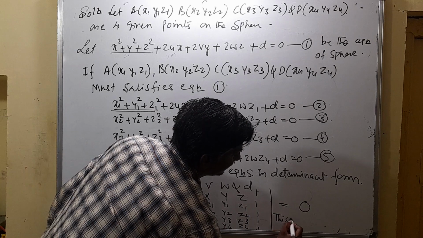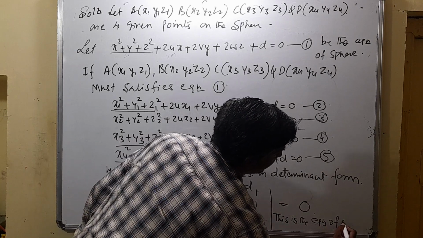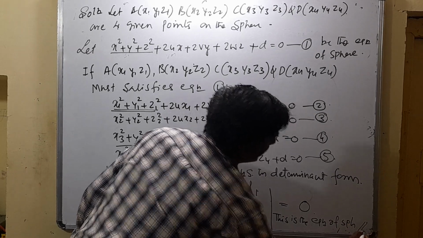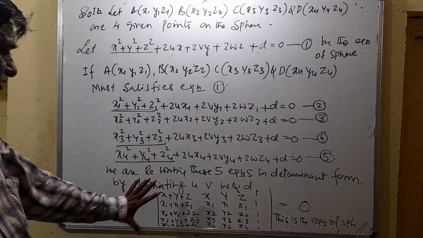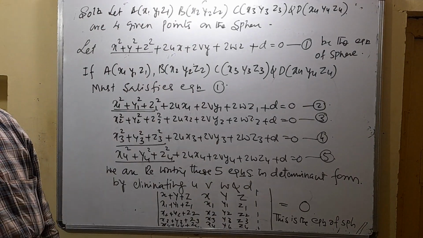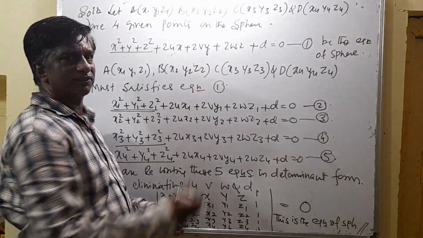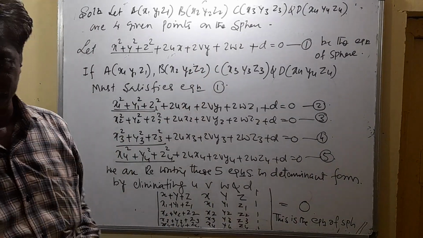This is the equation of sphere, 4-point form. This is the equation of this sphere. Clear. And problems regarding this, I'll solve in the next video. Thank you.